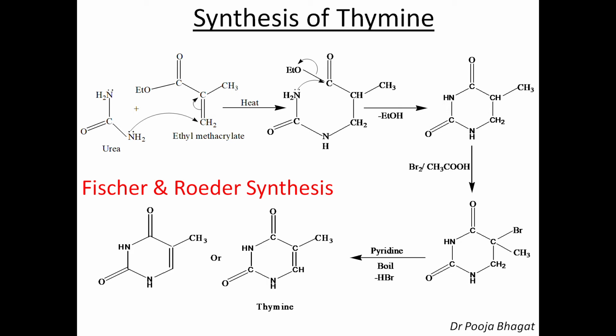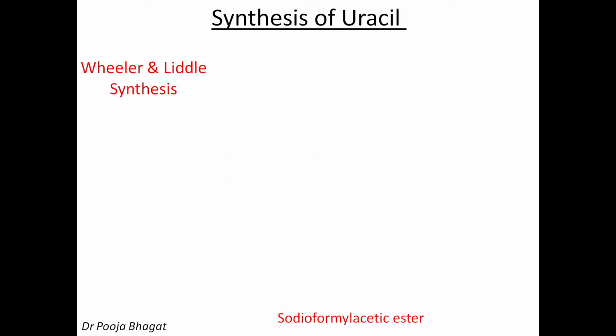So as you can see here, in the Fischer and Roeder synthesis, similar steps are there. Only the difference is at the 5th position we have a methyl group. I hope this is clear to everyone. And now the synthesis of uracil again. And now the synthesis is the Wheeler and Liddell synthesis. In this synthesis, we have to take one of the reactants as sodioformyl acetic ester.